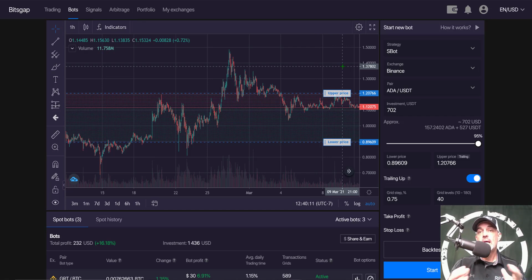We might actually be at the bottom of Cardano and top of BTC, which a lot of times I like to deploy because Cardano or ADA would move up and BTC, in theory, would be coming down.